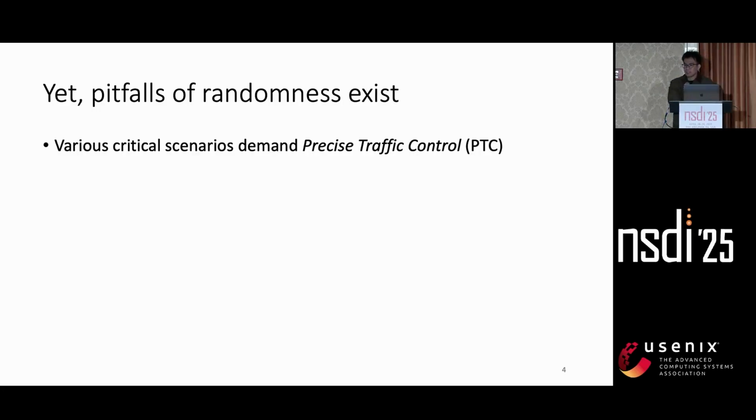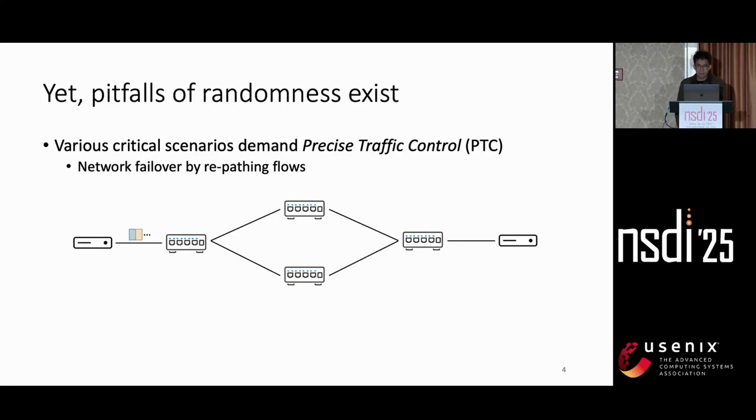It works for many scenarios, but in some critical scenarios, we need precise traffic control. For example, network failure recovery by repathing flows. Let's go back to the simple topology again, and say that a flow is mapped to the upper path. Everything works well until a failure occurs on this path. This can be any failure, such as switch failures, path failures, or misconfigurations. To solve this problem, we can repath the flow. For example, we create a new flow or modify the header fields of the old flow.